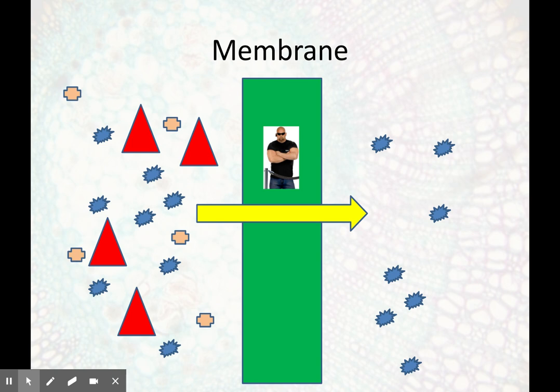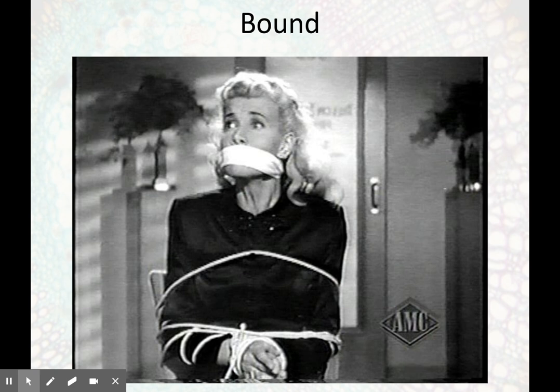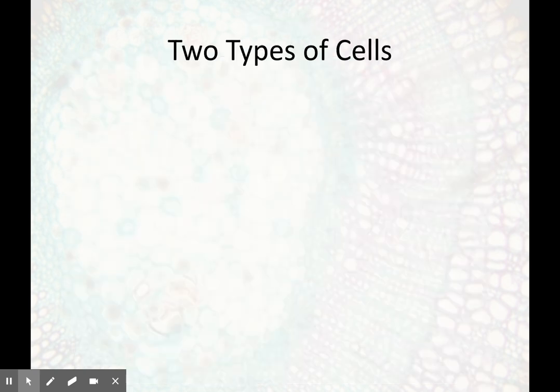So over here on the left, we've got several different types of particles. We've got the triangles, the plus signs, and the little spiky things. Only the spiky things are allowed through. So the job of a membrane is to allow what belongs in to get through, but anything else that doesn't belong cannot get through. The other word we need to know is the word bound. The word bound means wrapped up, tied up, something like that. This lady is bound. She's been tied up, okay?